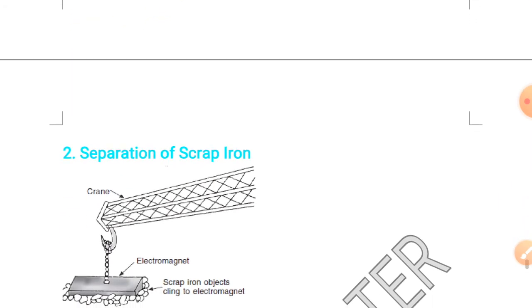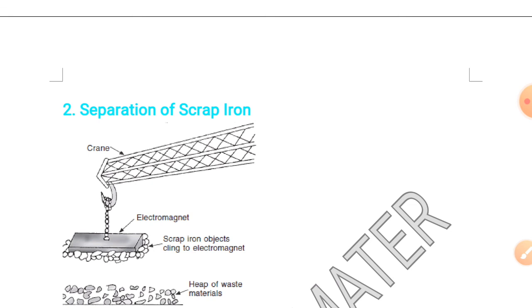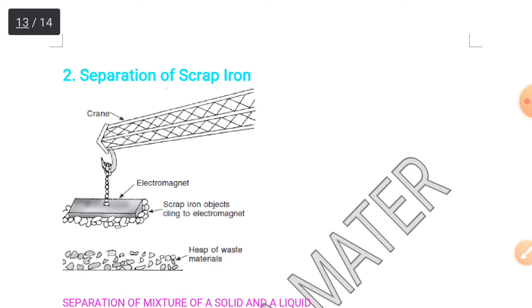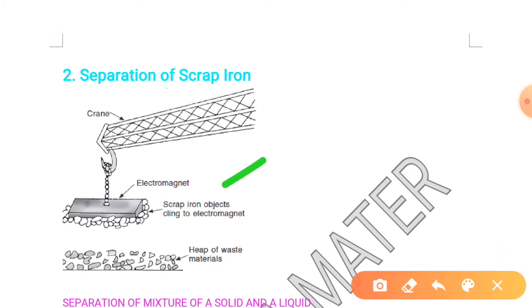Separation of scrap iron. Students, we can apply an electromagnet on a crane, and when we hover it over a heap of materials or trash, on a landfill, then we can separate the magnetic materials, scrap and other things from that waste. So this technique is used.